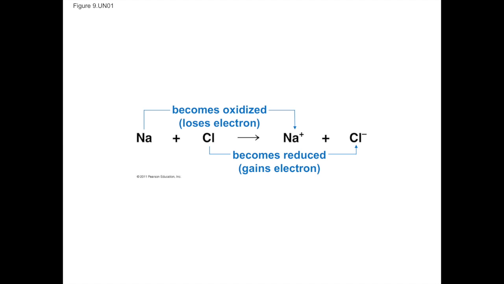So sodium loses an electron, so it's becoming oxidized. Chlorine is gaining an electron. It is becoming reduced, going from neutral to negative. And so this is an example of a redox reaction.